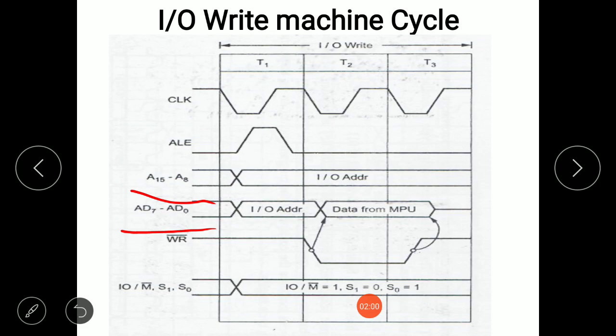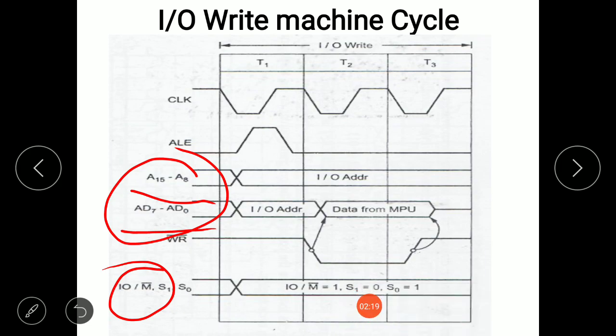This is the input output write timing diagram. It is the same, with just two differences: the IO/M bar signal, and the address gets duplicated in both the A and AD buses. The whole procedure remains the same.